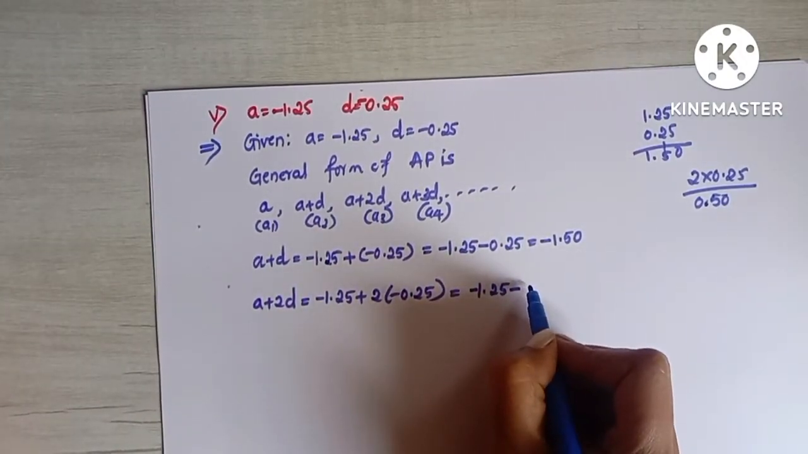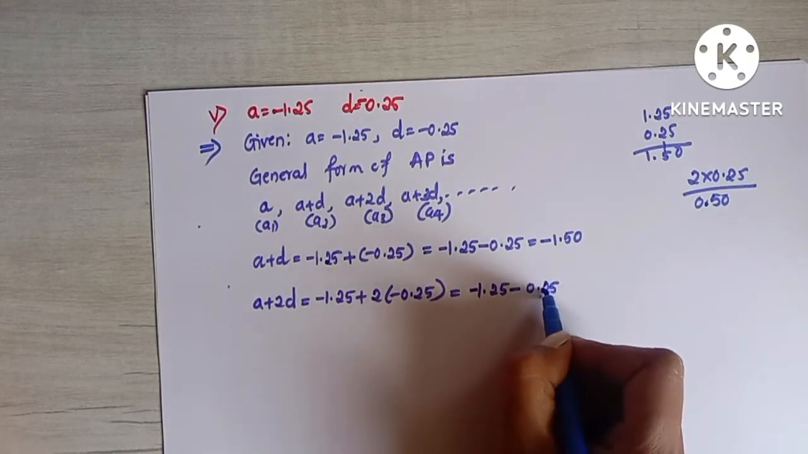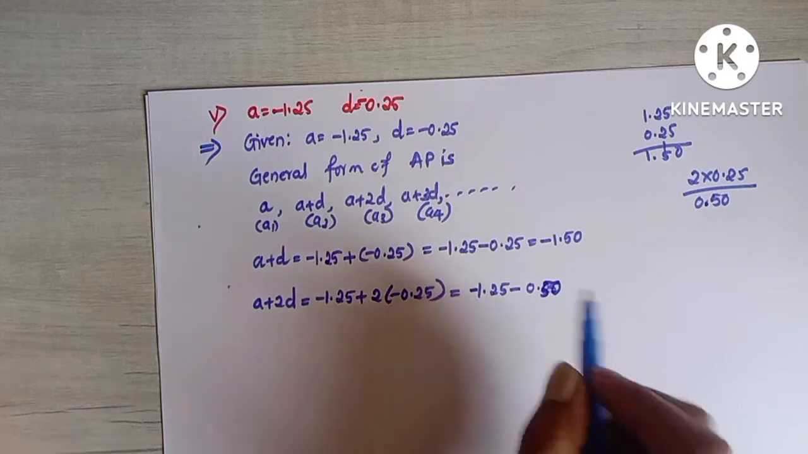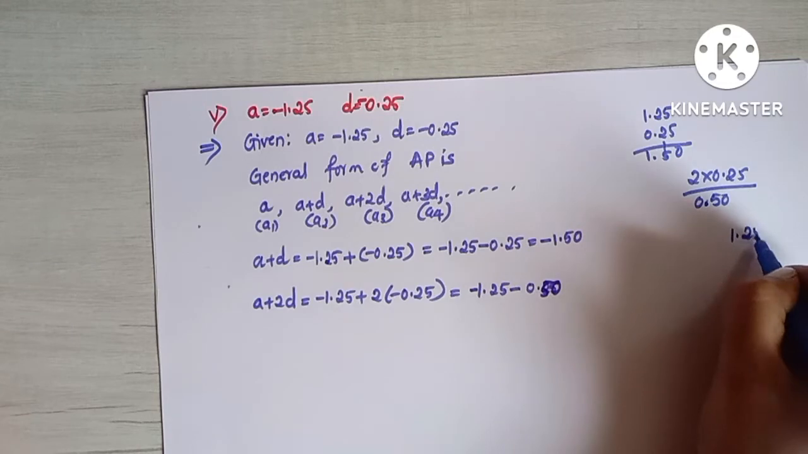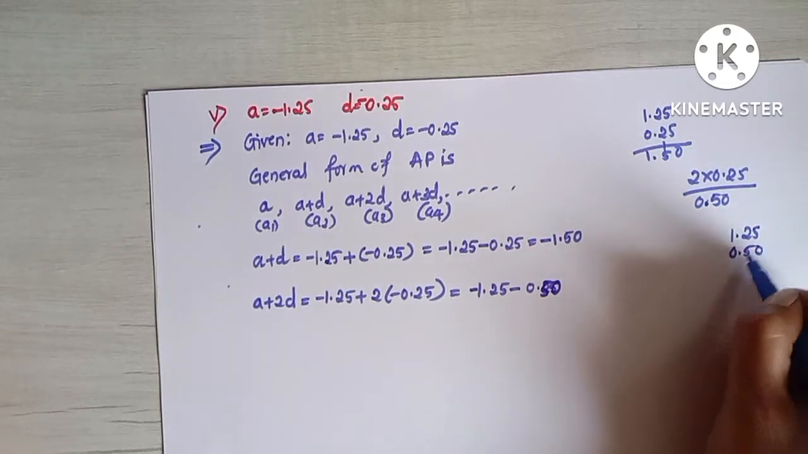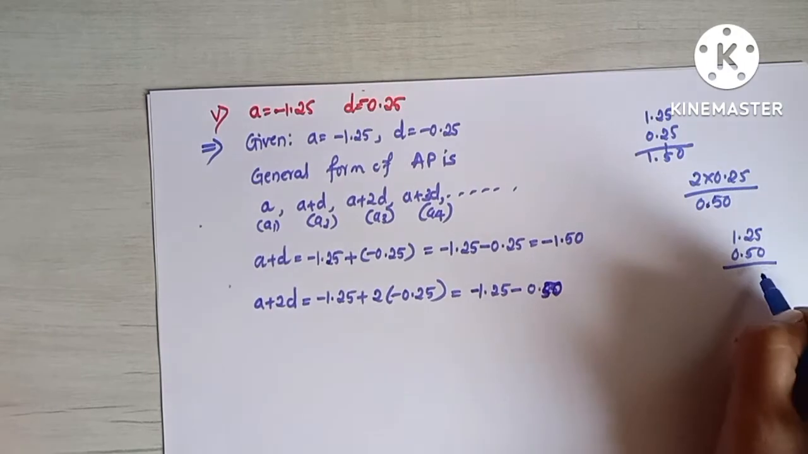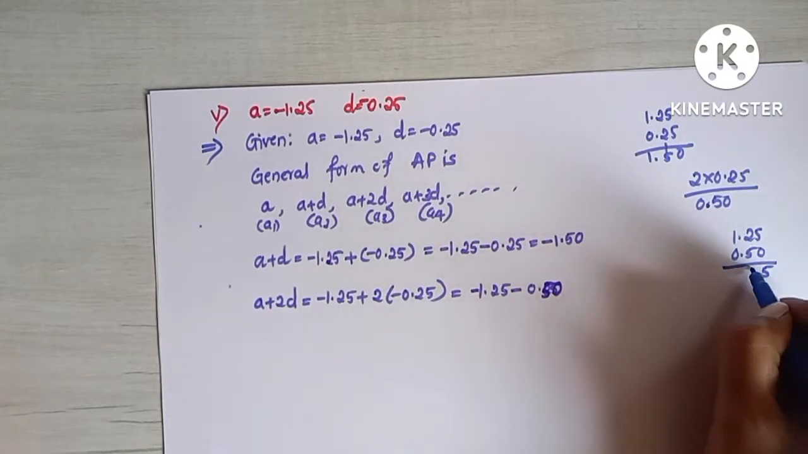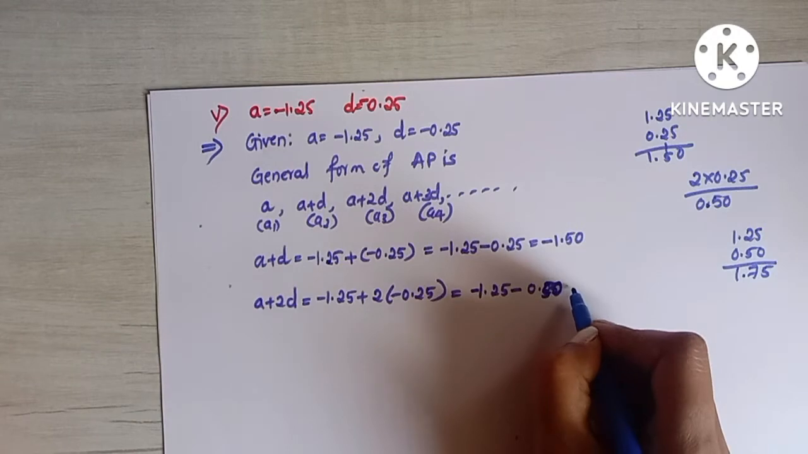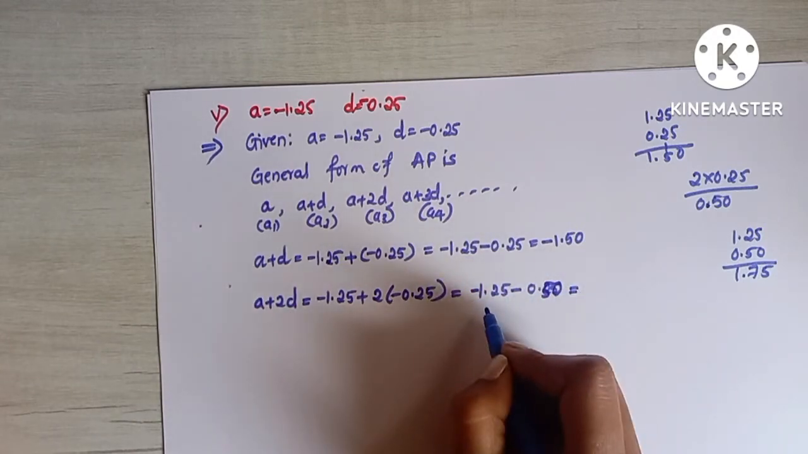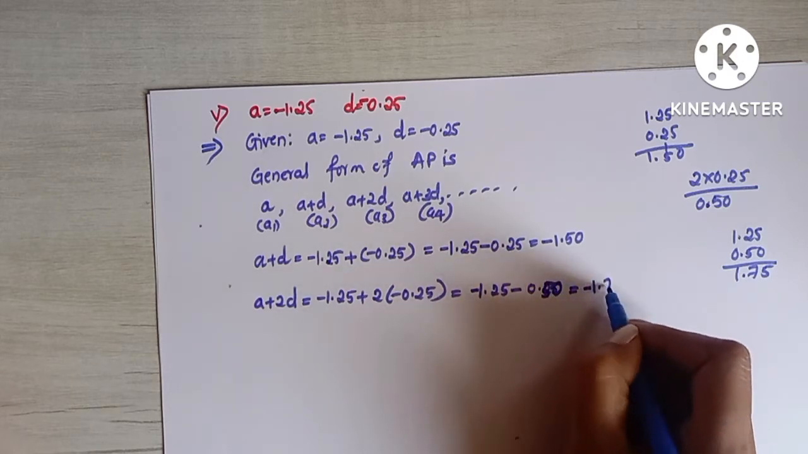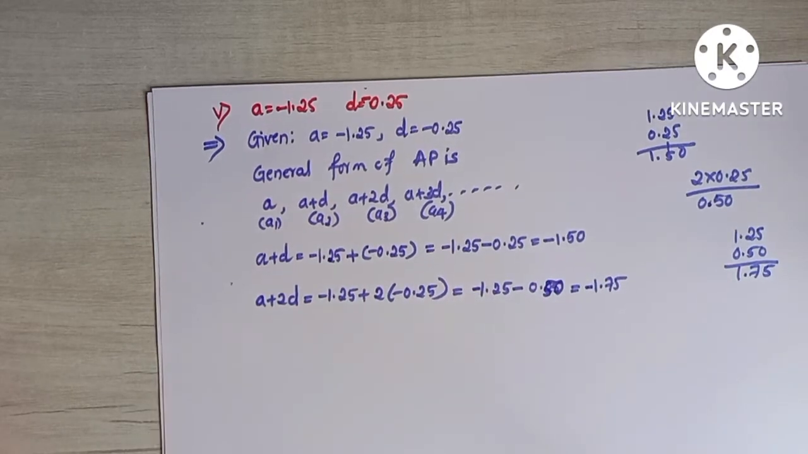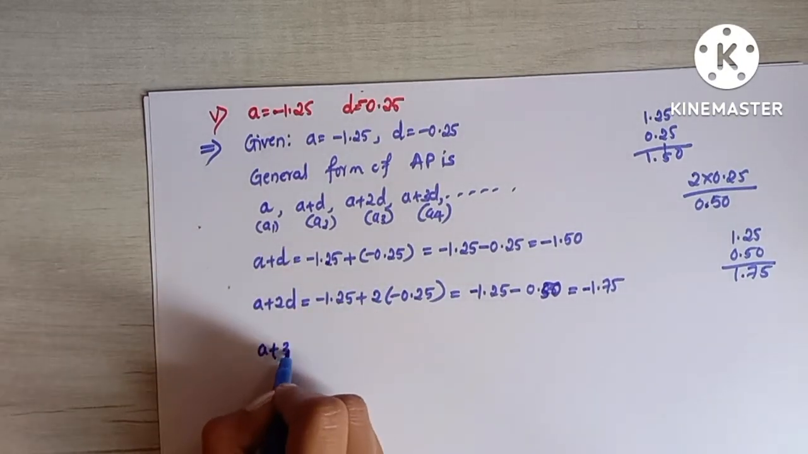Therefore this is 0.50. Okay, so both are in minus sign, therefore we have to add, that is 1.25 and 0.50. After adding this will be 1.75. So we have to assign the sign of the bigger value. So bigger value is minus 1.25, therefore minus 1.75.